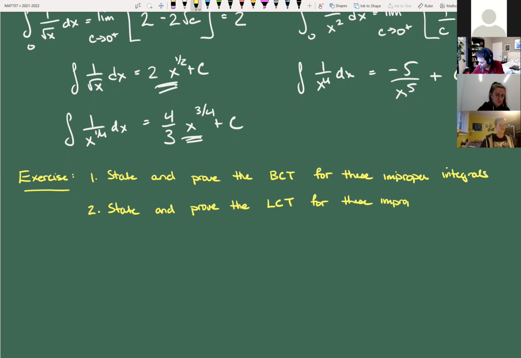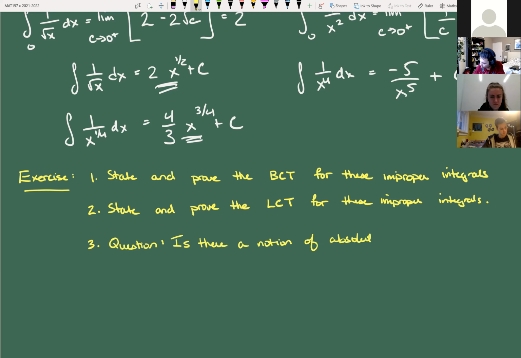For these improper integrals. And three, is there some notion of absolute convergence? I don't think there is. So I guess maybe we should ask ourselves the following question. Is there a notion of absolute convergence? I suppose you could make one up.